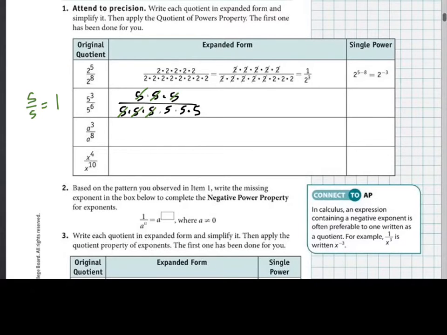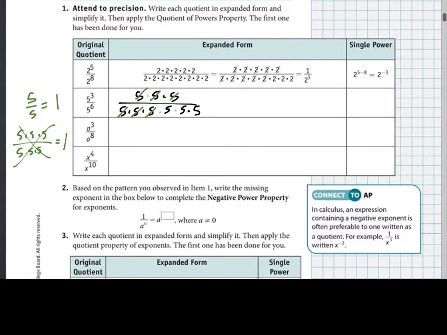Why? Because if you have the same number on the top as the bottom, it's going to give you 1, right? In fact, I can write it like this. 5 times 5 times 5 divided by 5 times 5 times 5. What does that equal? 1. So it's like this thing is just like nothing. Okay, so this right here gives you 1.